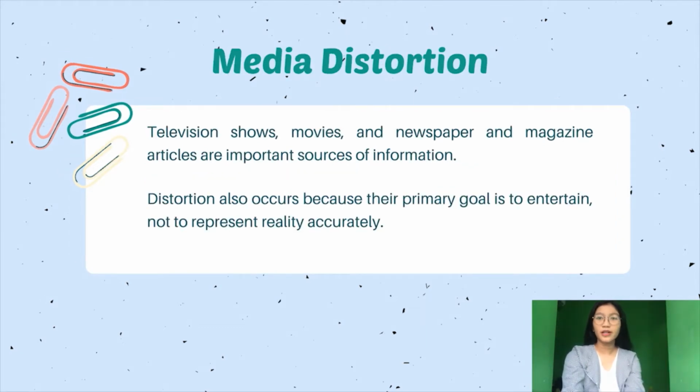Media distortion. Television shows, movies, and newspaper and magazine articles are important sources of information. For example, most people have little contact with criminals but learn about crime by watching television shows and movies. Distortion also occurs because their primary goal is to entertain, not to represent reality accurately.